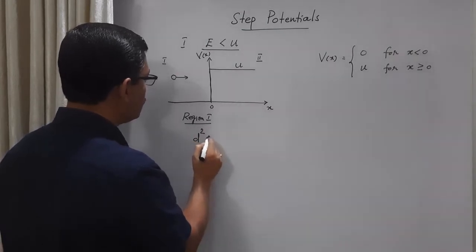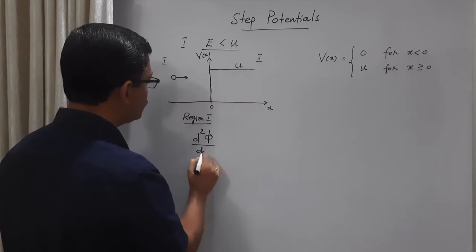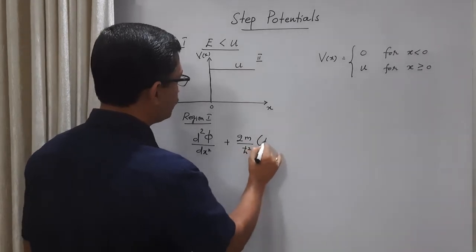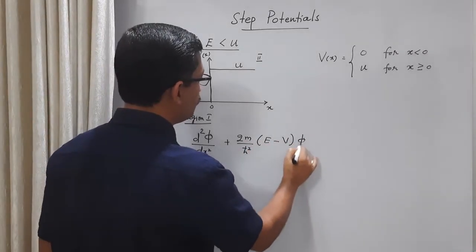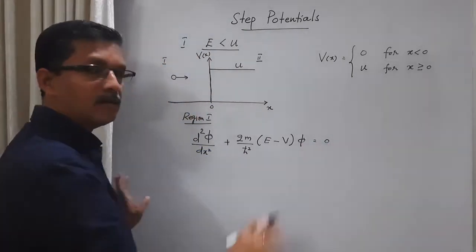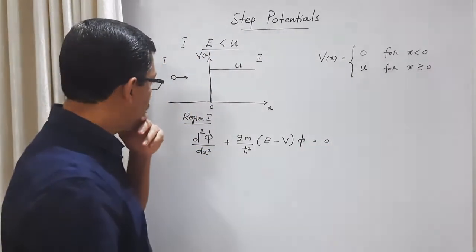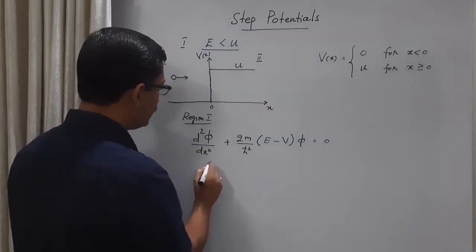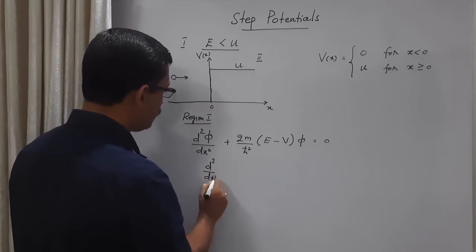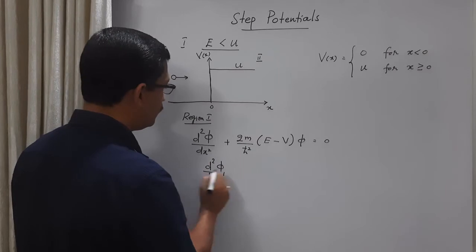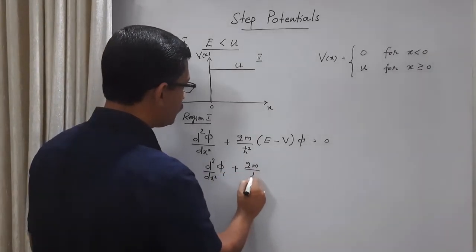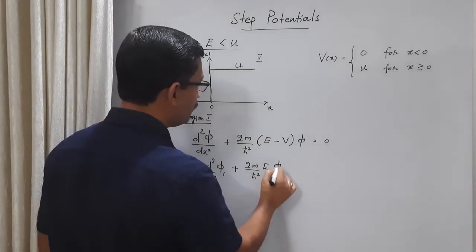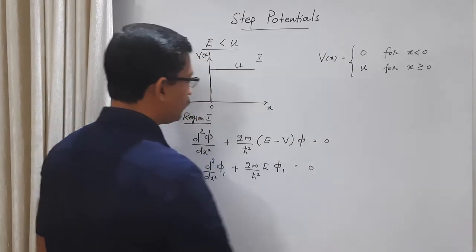d²φ/dx² + (2m/ħ²)(E − V)φ = 0. This is the general time independent Schrodinger equation. Since it is in region 1, I can put d²φ₁/dx² plus 2m/ħ². What is the potential energy in region 1? 0. So we have (2mE/ħ²)φ₁ equal to 0.